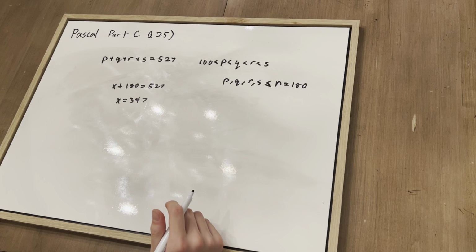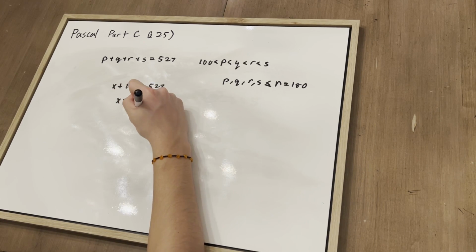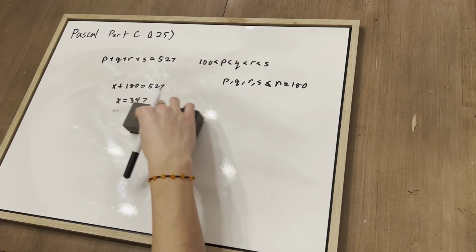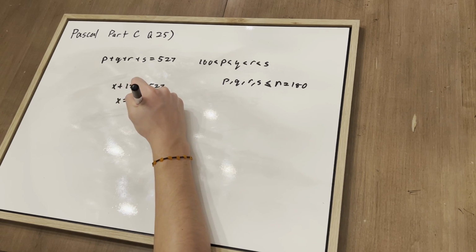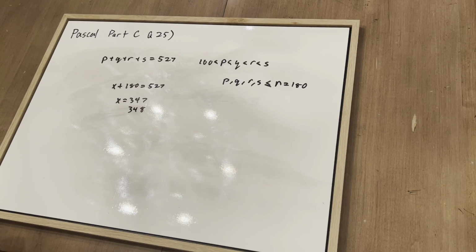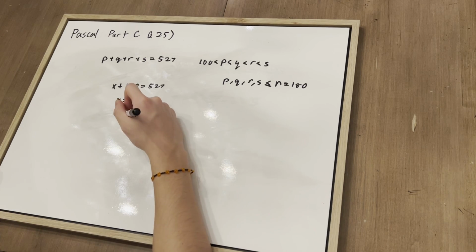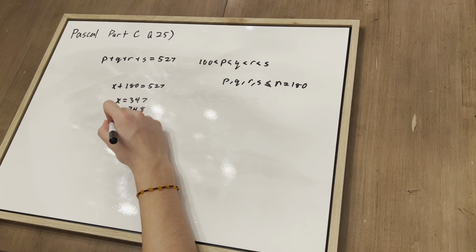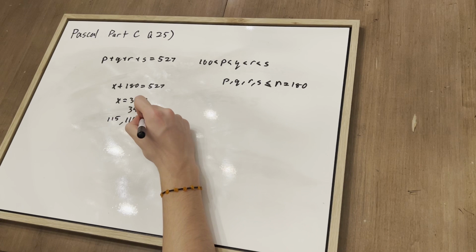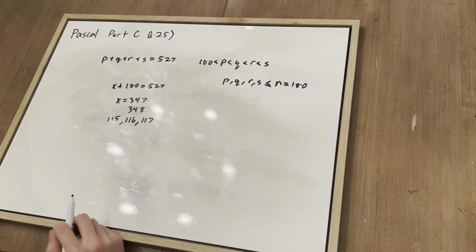Since 347 isn't divisible by 3, we need to find the number right above 347 which is divisible by 3, and that happens to be 348. Dividing by 3, we get the number 116. That means the middle number has to be 116. So the number right below has to be 115, and the number right above has to be 117. These are the minimum values for the 3 consecutive integers.